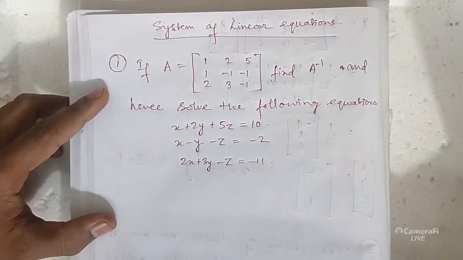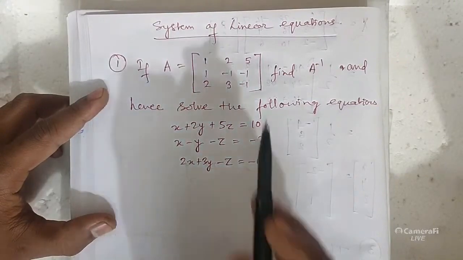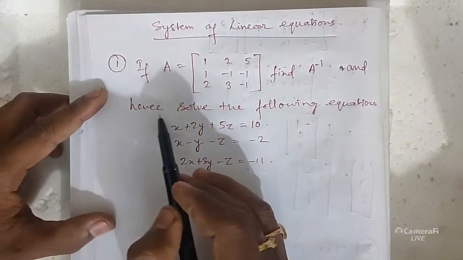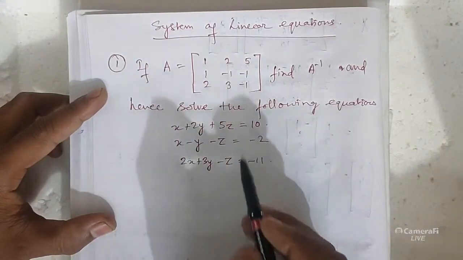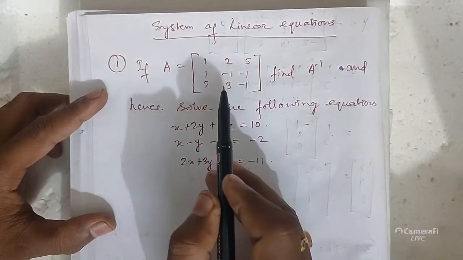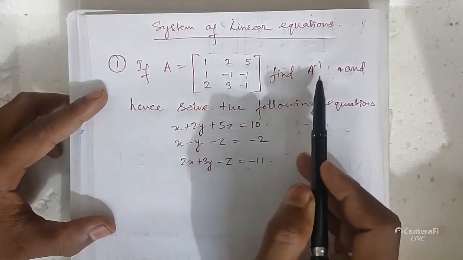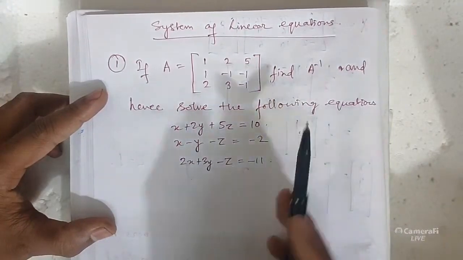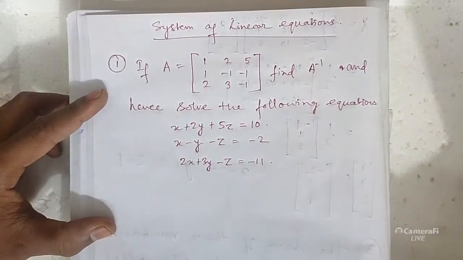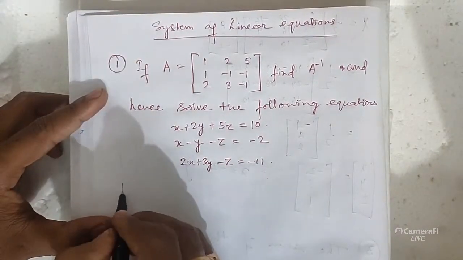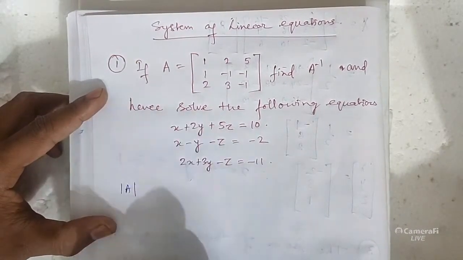Now see the question. In this question, directly to find the solution of the following equations is not given. Here a matrix is given. First you have to find A inverse, and from that value you have to solve these equations. Now how to solve this type of question? So here first you have to find determinant A.